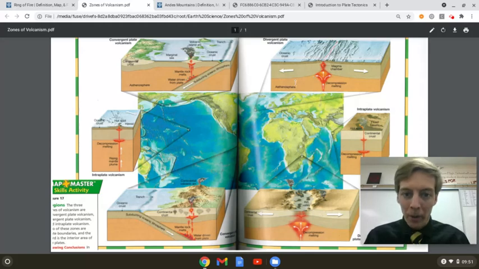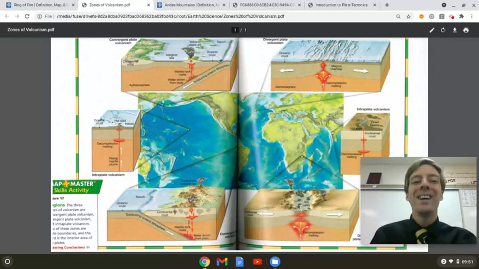All right, last one. So, an example of divergent is along the Mid-Atlantic Ridge. You've got decompression, melting, magma chamber, all that. East African Ridge, where it's happening, again, decompression, melting, and you've got this huge rift valley happening.